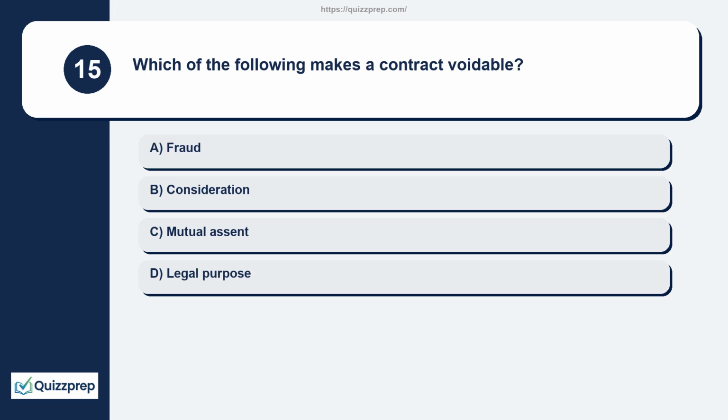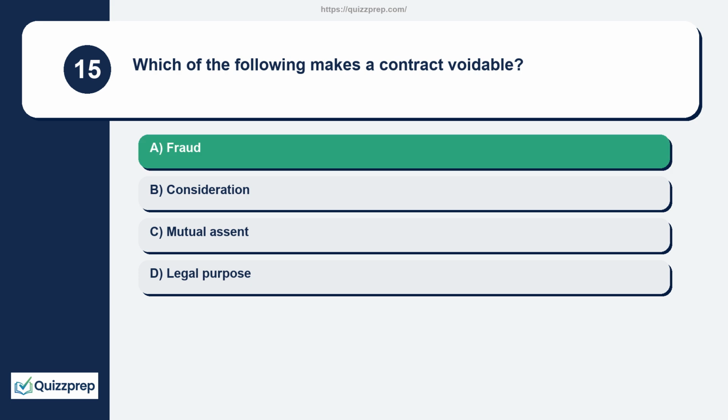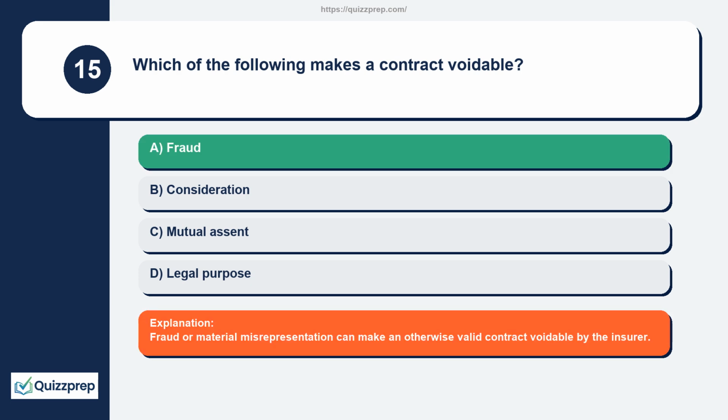Question 15. Which of the following makes a contract voidable? Fraud, consideration, mutual assent, legal purpose. Fraud or material misrepresentation can make an otherwise valid contract voidable by the insurer.